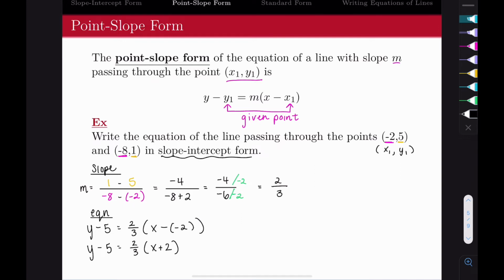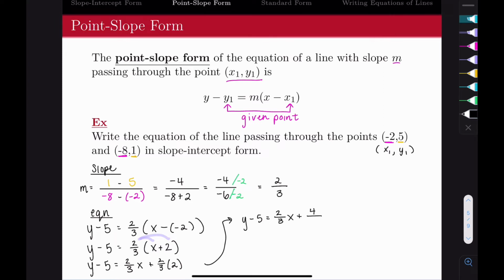I want to put it in slope-intercept form, so I need to get y by itself, and I need to be able to immediately spot what the slope and the y-intercept are. So that's going to require some work. We've got to go ahead and distribute this 2/3. So that gives us y minus 5 is equal to 2/3 x plus, so we take 2/3 and times it by 2. And that gives us y minus 5 is equal to 2/3 x. You go ahead and just multiply the numerators, so we get plus 4/3.